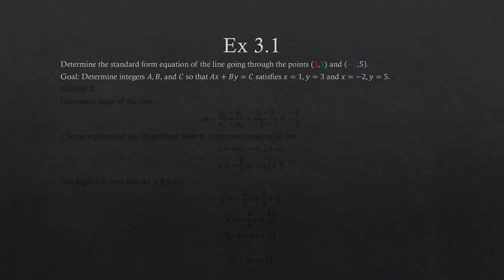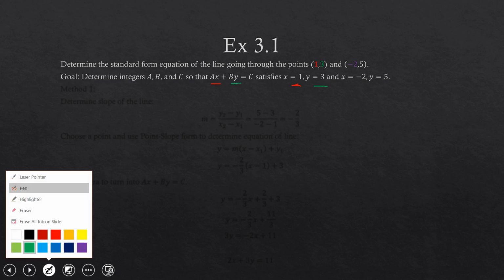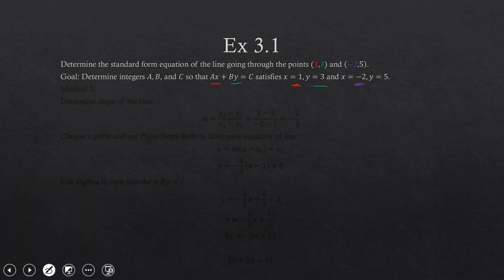Okay? So when we plug 1 in for x and 3 goes in for y, right? Oh, my color coding is off. Let's fix that. Alright, so my x is red. So when 1 goes in for x and 3 goes in for y, and if I were to plug -2 in for x and 5 for y, both of these equations should be true.